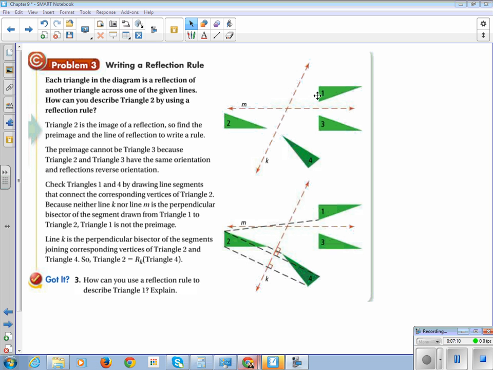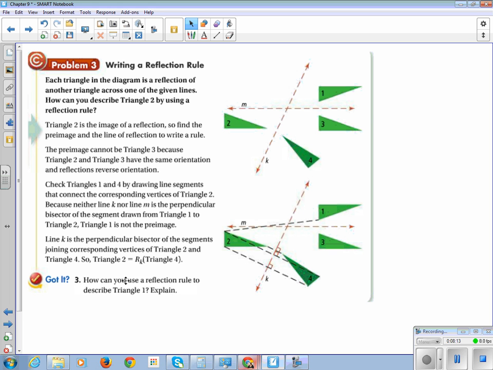Check triangle 1 and triangle 4. So triangle 1, if I were to fold it along line K, it wouldn't match up with triangle 2. If I were to fold it along line M, it would not match up with 1, so that doesn't work. But look at 2 and 4 here. If I were to fold this in half, these little points would line up, this right angle would line up with this right angle. So they drew a little line segment here to see if they would line up. And they decide line K is the perpendicular bisector of the segments joining triangle 2 and triangle 4. So triangle 2 is a reflection about line K of triangle 4.